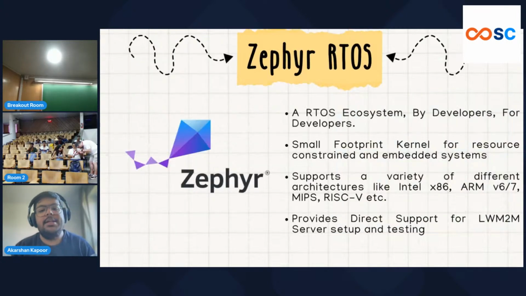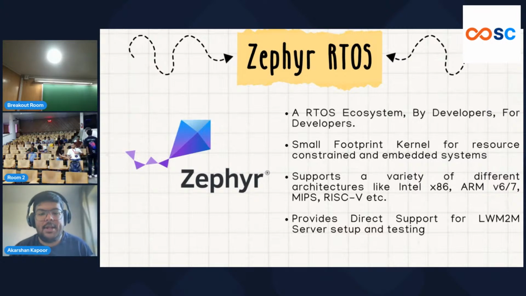And here comes in Zephyr. Zephyr is a real-time operating system, and as I would like to summarize it, it's basically an ecosystem by the developers for the developers for constrained and embedded systems. So in short, to give a brief outlook about what Zephyr is, it is basically a small footprint kernel wherein you have resources for constrained and embedded systems. It does provide you with a lot of different architectures. So basically like MIPS, RISC-V, Intel, ARM, all these architectures are natively supported by Zephyr. So that's really cool. And on the other hand, it does actually provide a direct support mechanism for LWM2M server.